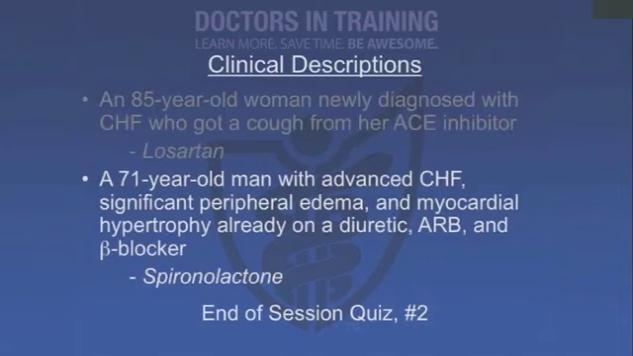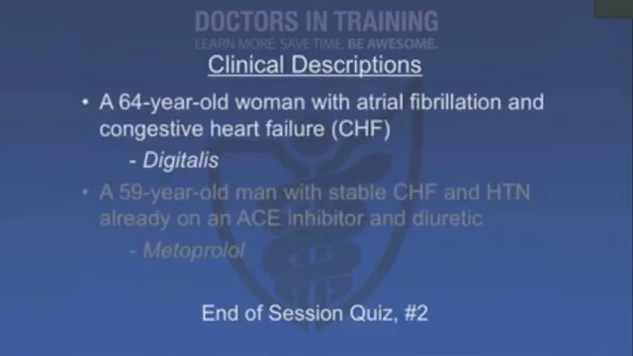A 71-year-old man with advanced CHF, significant peripheral edema, and myocardial hypertrophy, already on a diuretic, ARB, and beta blocker. Well, sounds like we're still fluid overloaded in this patient, so let's add another diuretic. Which one do we have in our list here? Spironolactone. A 64-year-old woman with atrial fibrillation and CHF. So we have 2 problems that could potentially be treated with digitalis.